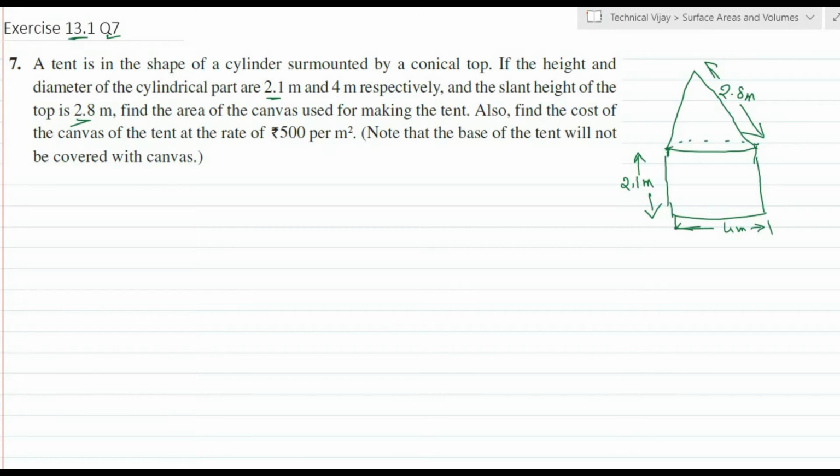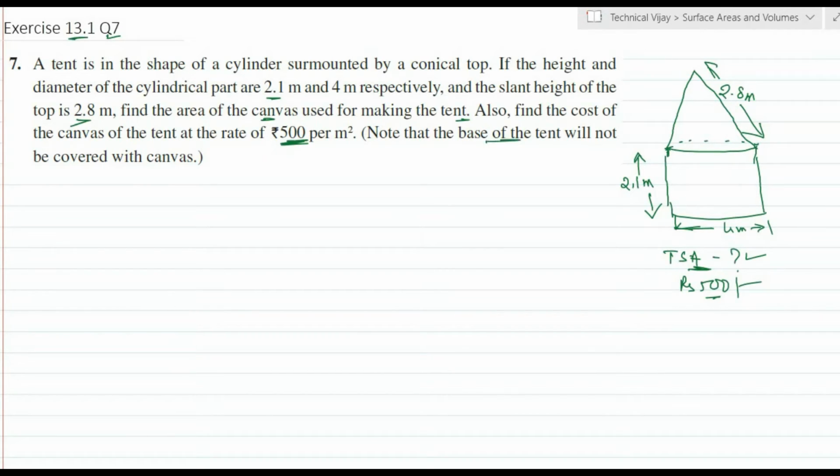So find the area of the canvas used for making the tent. That is, area of the canvas means total surface area you have to calculate. After that, find the cost of the canvas of the tent at the rate of 500 per meter square. So this total area we have to calculate. Per square meter it is rupees 500. So how much for this area, that we have to calculate.